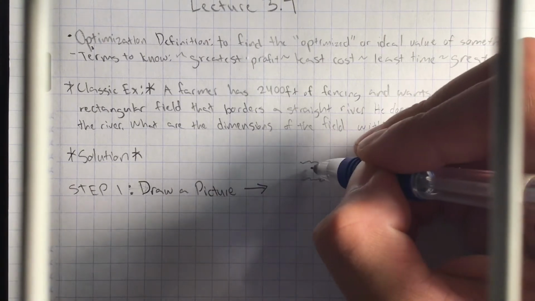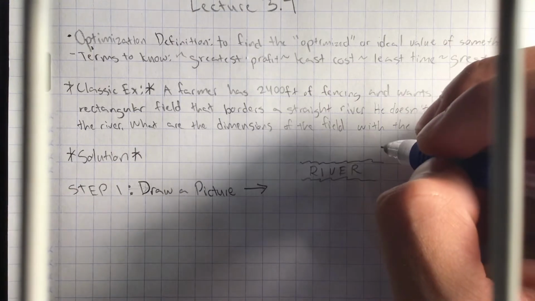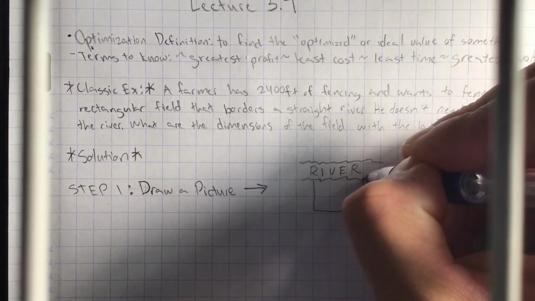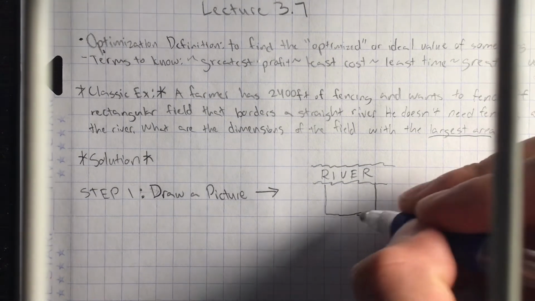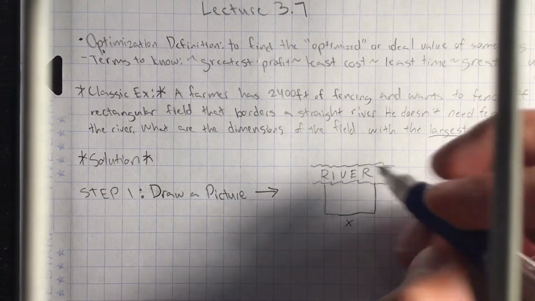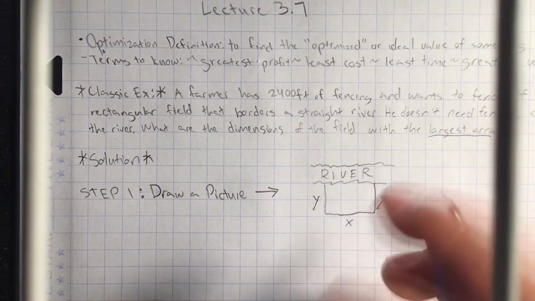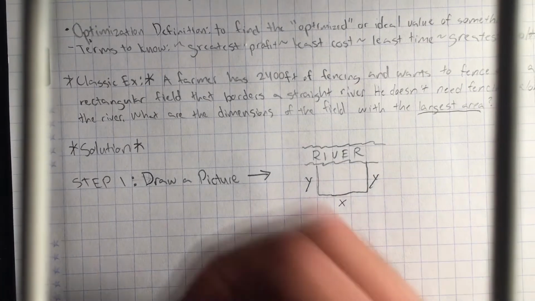So here's our river. And our fencing. And we need to make sure that we represent our drawing with symbols. We need to make it mathematics, so you'd have this represent our width, x, and y represent our length on the sides. And there's our rectangle with x and y representing the sides.